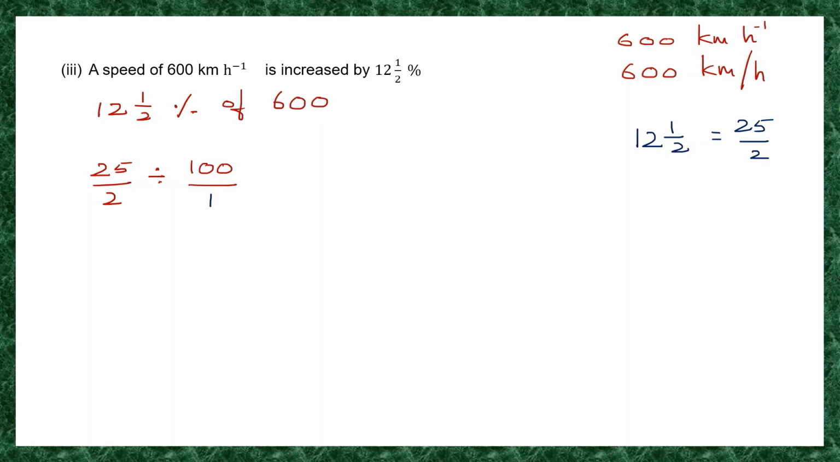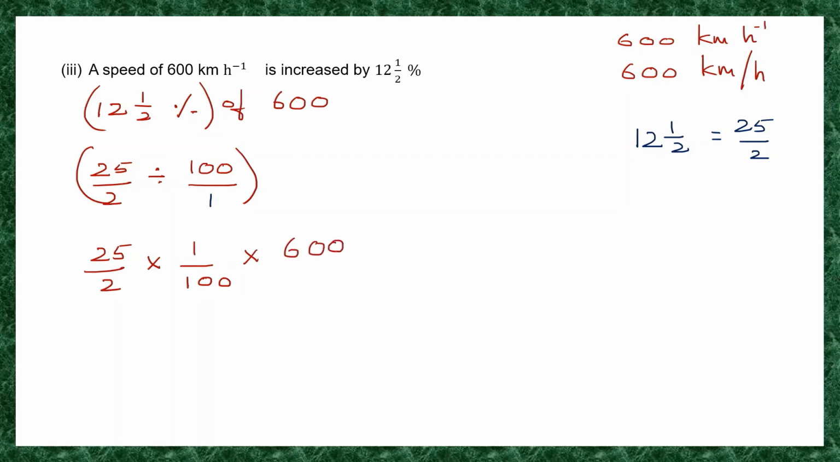Now remember, for a division of fractions, we write the reciprocal. So the first one will remain the same, 25 by 2. Division changes to multiplication. 100 by 1 becomes 1 by 100. Okay, so this part is the same as this part. I've just written that down. Now let me continue with of. Of is multiplication and 600.